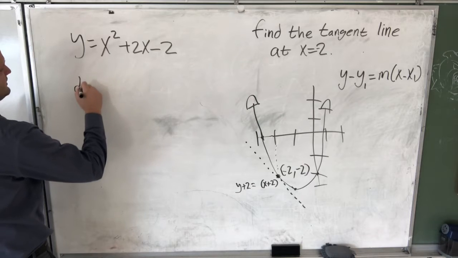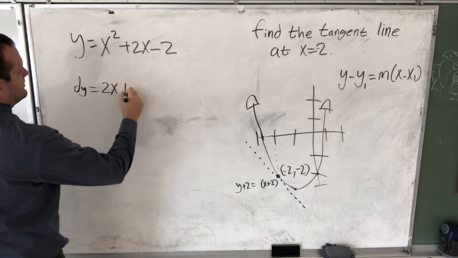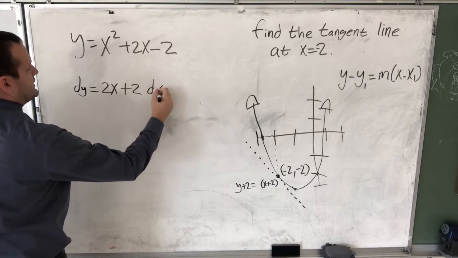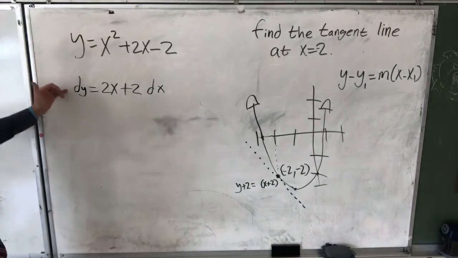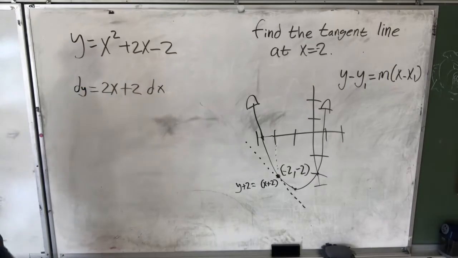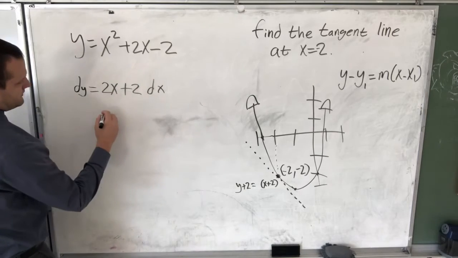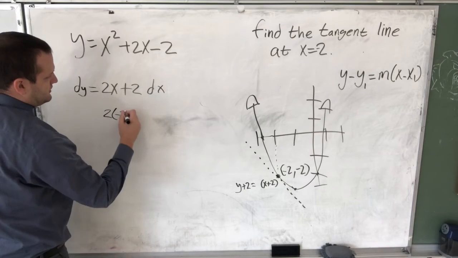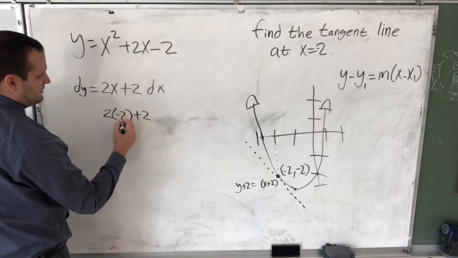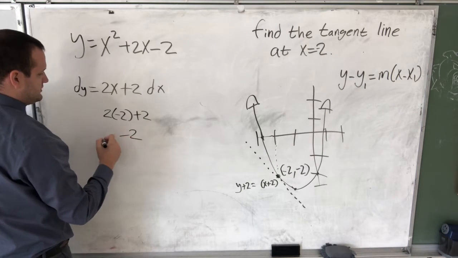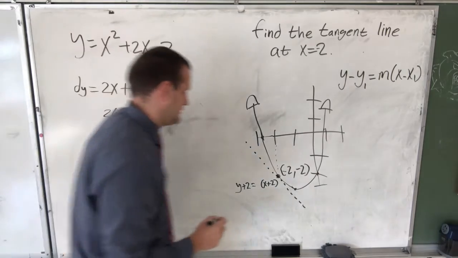That's going to give me dy equals 2x plus 2 dx. Okay? We took the derivative with respect to y, we took the derivative with respect to x. That's what we did there. So we take negative 2, we plug it in. 2 times negative 2 plus 2 gives me negative 4 plus 2, which is negative 2. Okay? That would be my slope in this case.